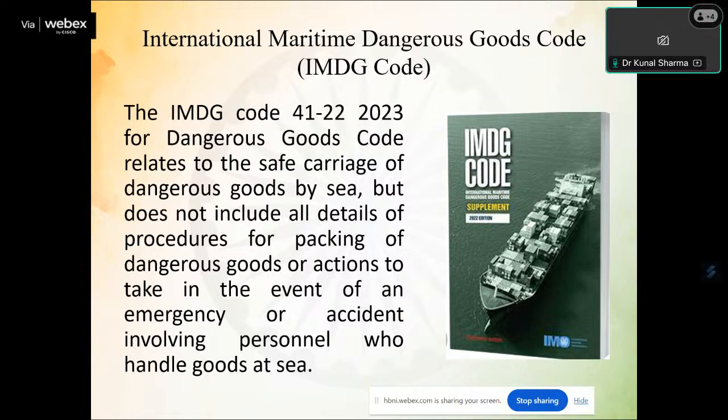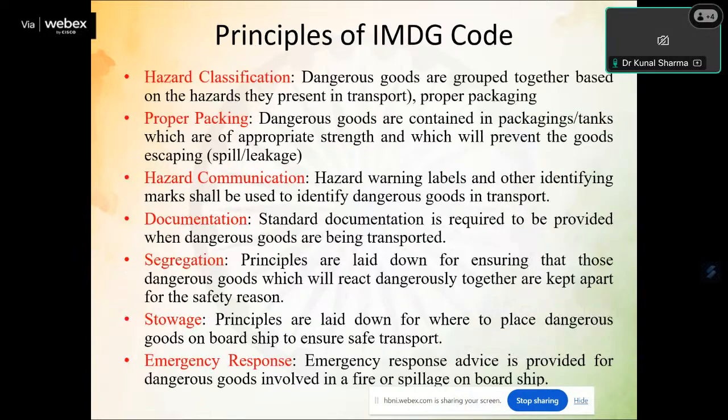You can easily Google it out that there are 9 classes of dangerous goods or hazardous material, right from chemicals, flammable chemicals to radioactive materials, and miscellaneous also, which includes biological agents. There is a protocol. So the International Maritime Dangerous Goods Code has some principles. The principles are basically hazard classification.